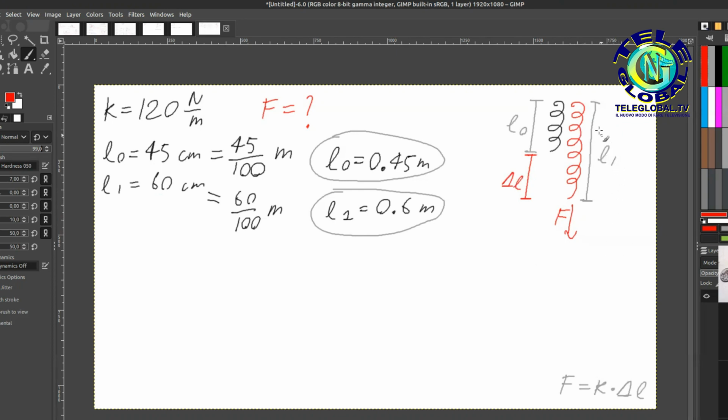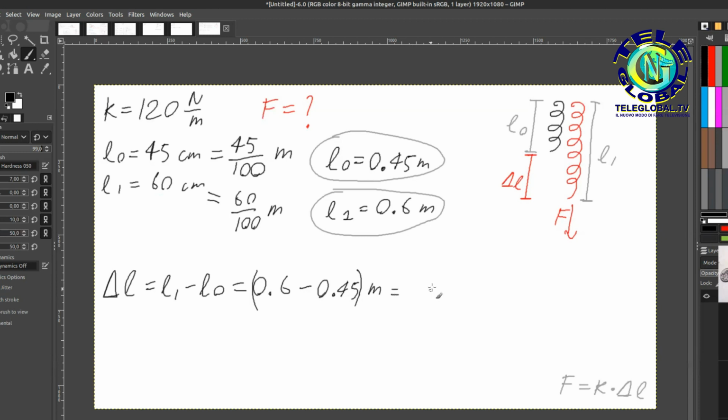So if you have the final lengths and the starting lengths, the stretching will just be the difference. Do you all agree with this? Yeah. Okay, so in this case, that would be 0.6 minus 0.45 meters. So that would be 0.15 meters.